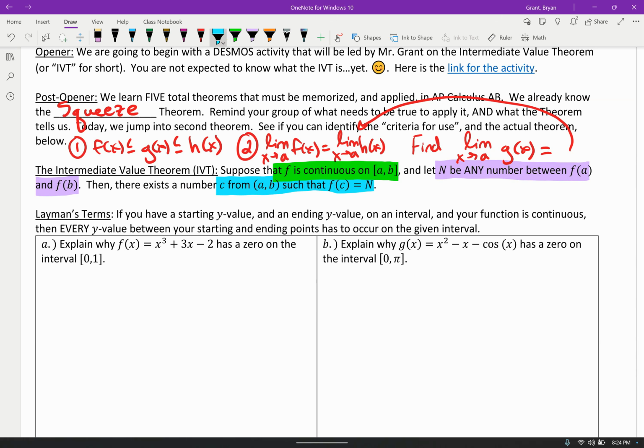Oof, okay, there is a lot to that. So let's try and break it down. First, let's see if we can identify the criteria for use. What has to happen? And let's make sure we understand what those criteria mean. So the first one is that f is continuous on the open interval a to b.